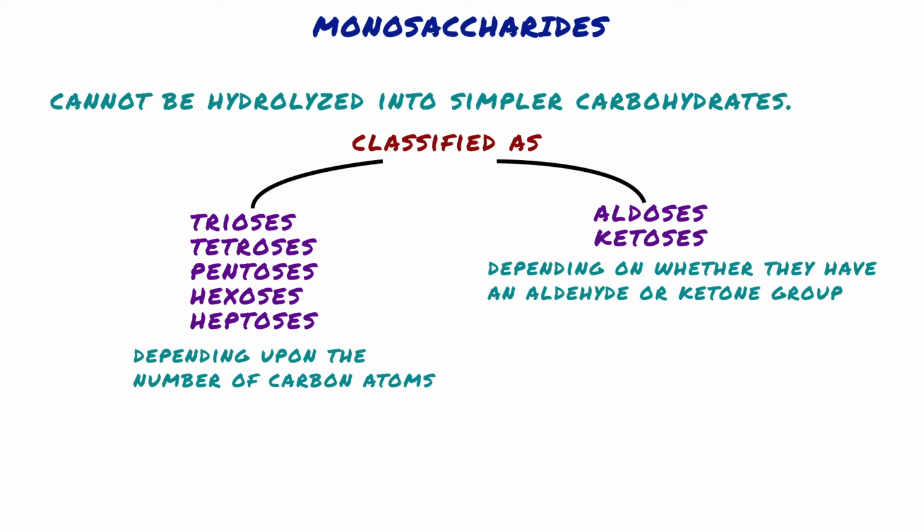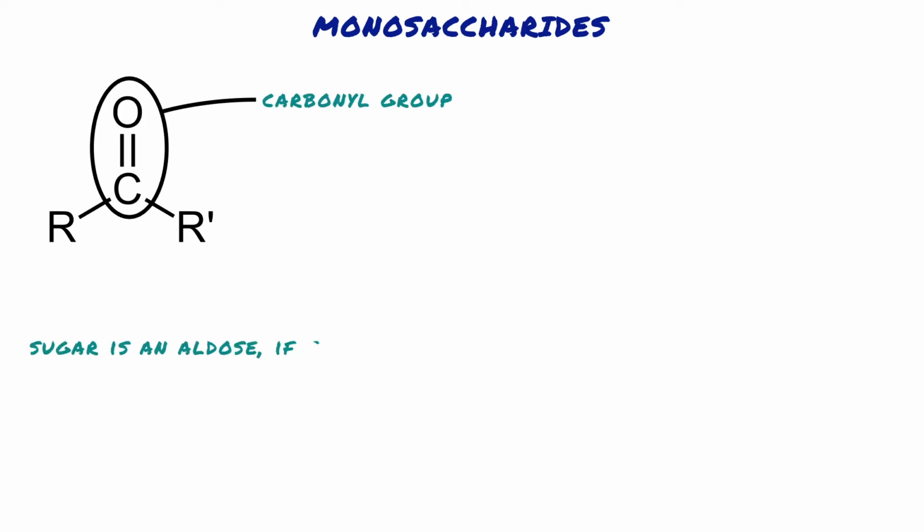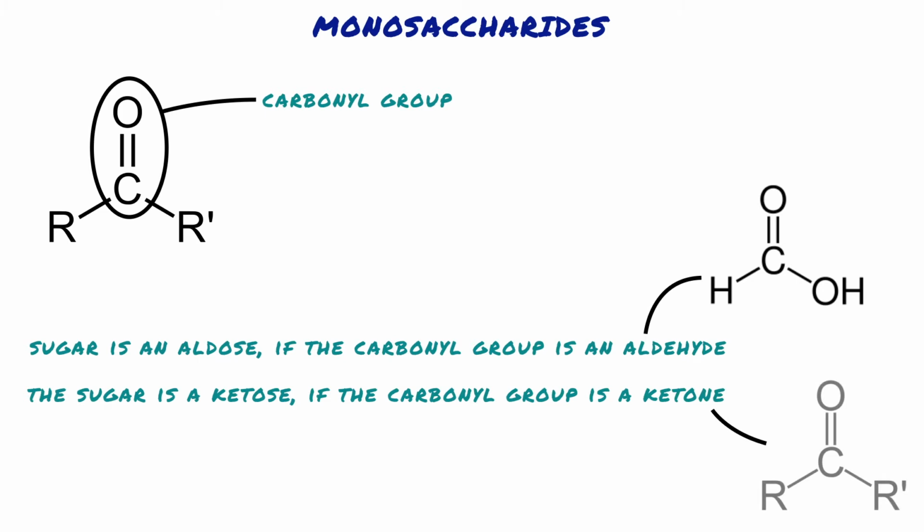Simple monosaccharides consist of a linear chain of more than 2 carbon atoms, one of which forms a carbonyl group, which is a functional group composed of a carbon atom double bonded to an oxygen atom. The sugar is an aldose if the carbonyl group is an aldehyde. The sugar is a ketose if the carbonyl group is a ketone.